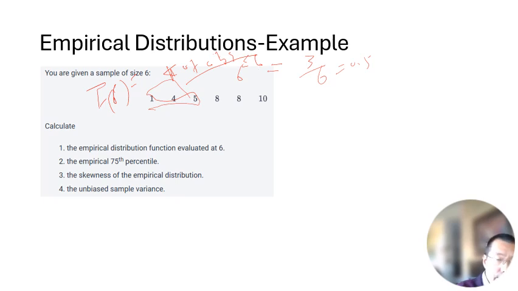The second question, the empirical 75th percentile, as we said earlier, is the mpth order statistic. So P is 75%, and 75% times 6 is actually 4.5, so it's really asking about the fifth element. Now we see that the element here is 8. So 8 is the answer.